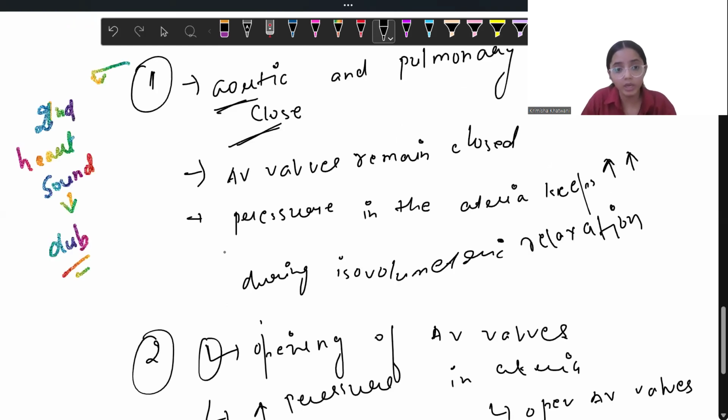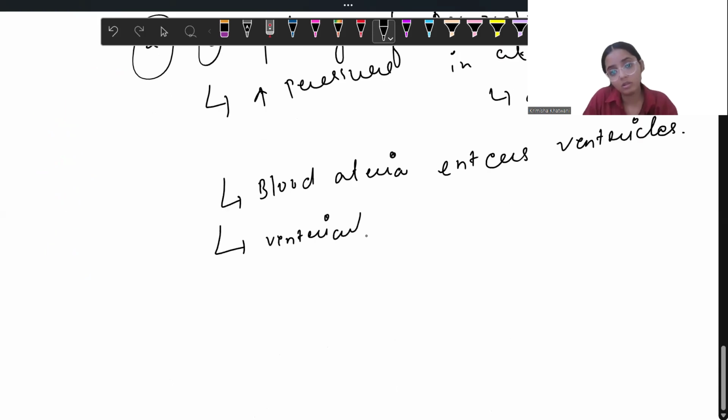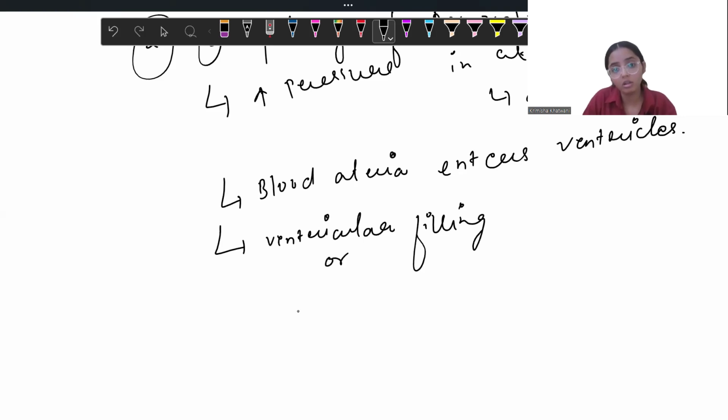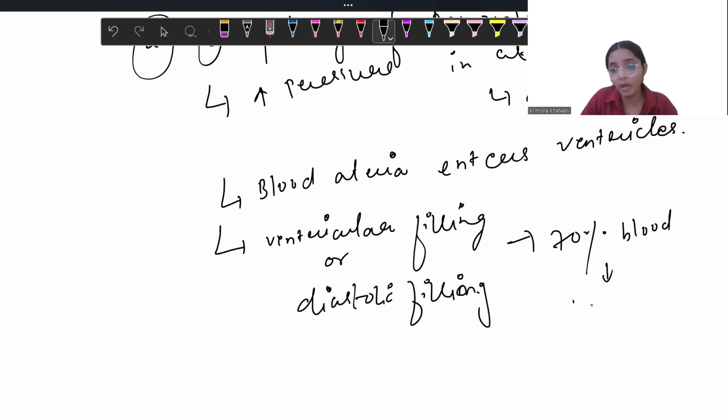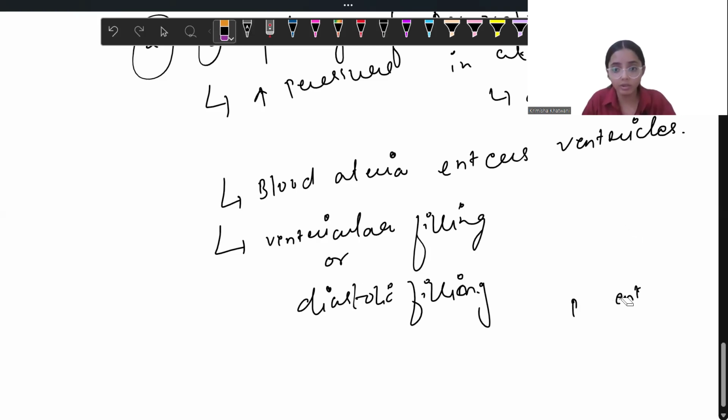And this is known as ventricular filling or diastolic filling. Listen to me very carefully. Wait a second. So this is known as ventricular filling or diastolic filling, because this filling of the blood in ventricles is occurring during ventricular diastole. That is why diastolic filling.